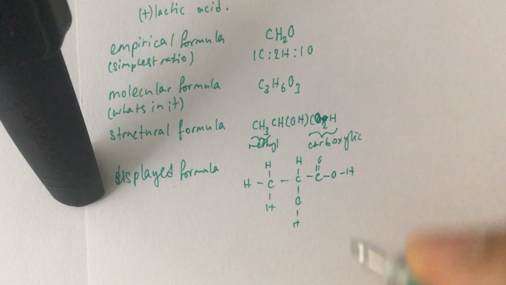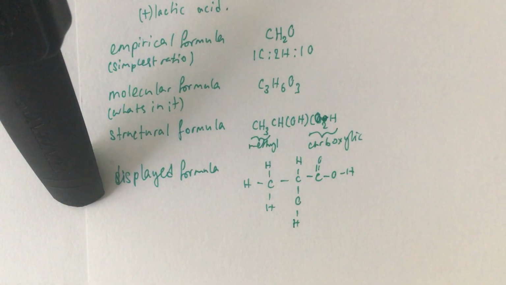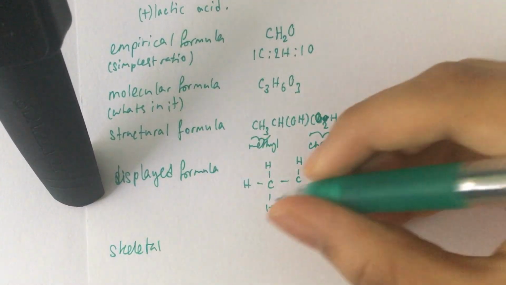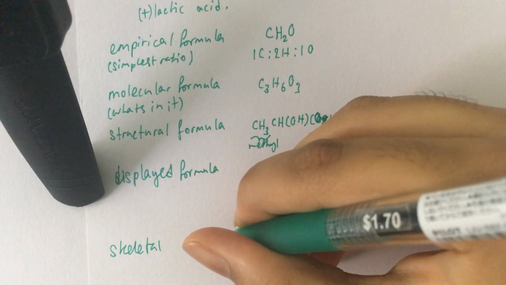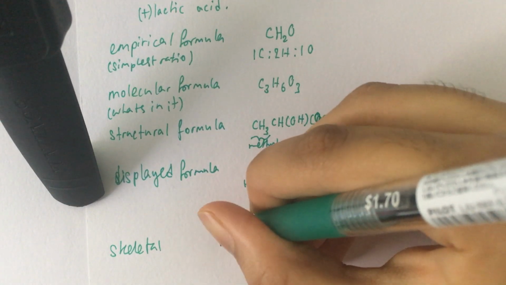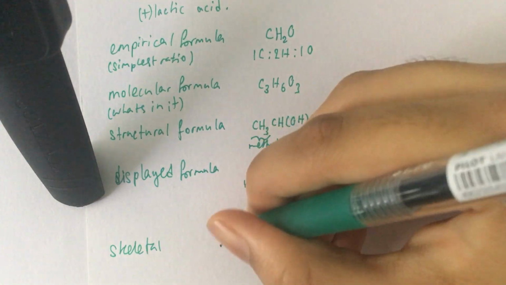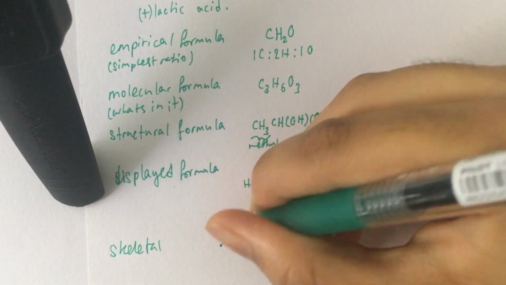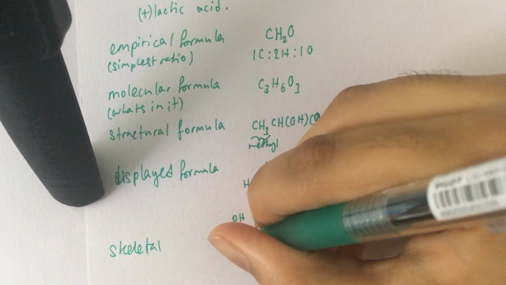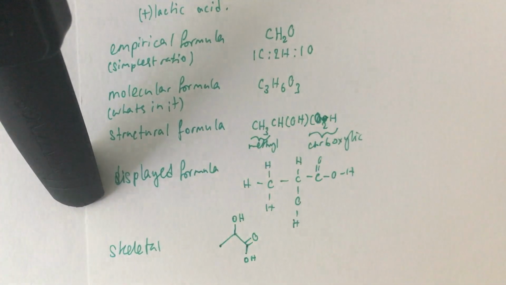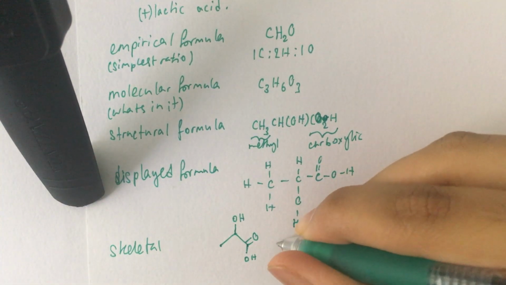If you want to have this displayedness, but at the same time you don't want to write down all of the C's and the H's, you can go for something called the skeletal formula, which will be quite prominent in organic chemistry because it saves you a lot of time. This is a simplified representation of the displayed formula, and it is usually used for organic molecules, not really for other kinds of molecules. It's only in organic ones because usually the skeletal part is the carbons and the hydrogens.